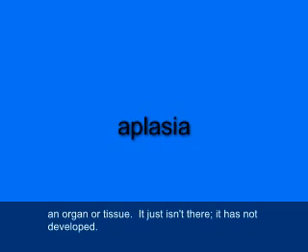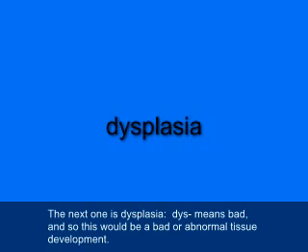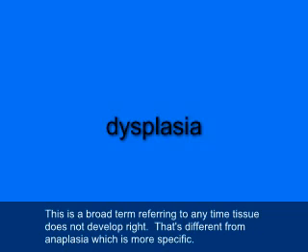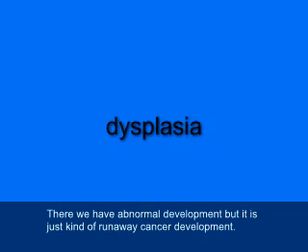The next one is dysplasia. Dys means bad, and so this would be a bad or abnormal tissue development. This is just kind of a broad term. Anytime you have tissue that just doesn't develop right. That's different from anaplasia, which is more specific. There we have abnormal development, but it's this kind of runaway cancer development.